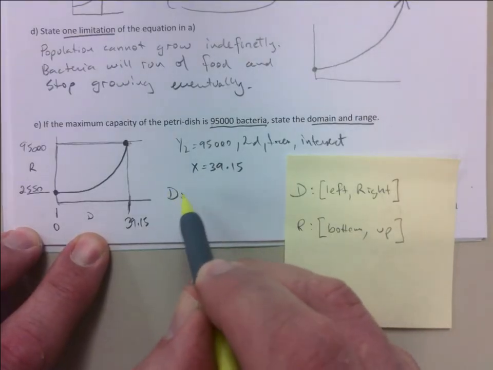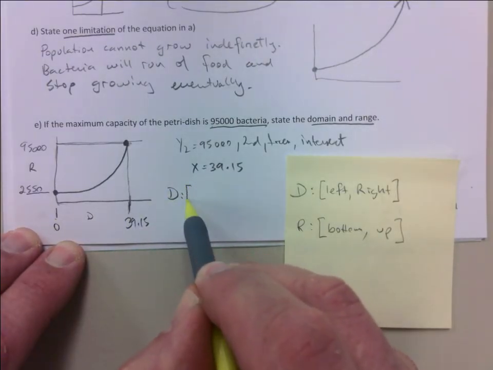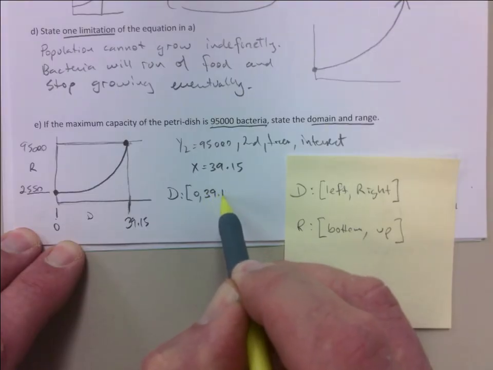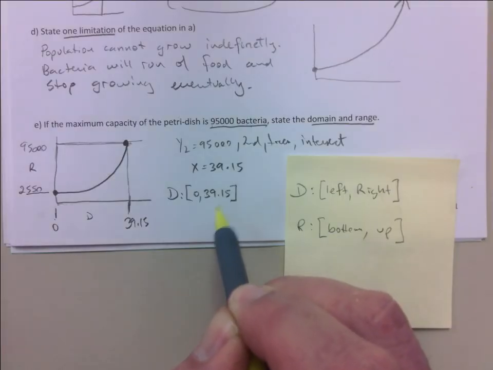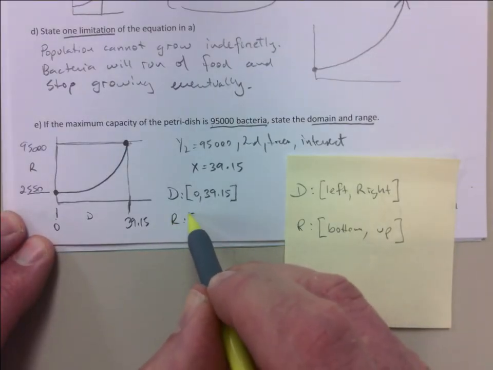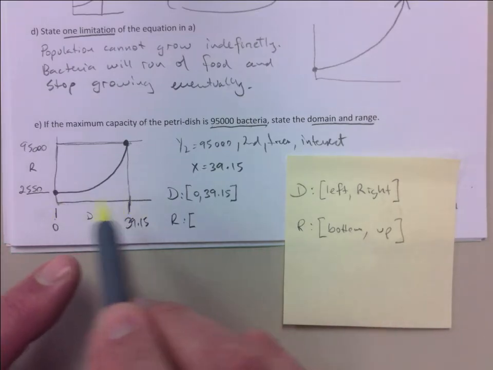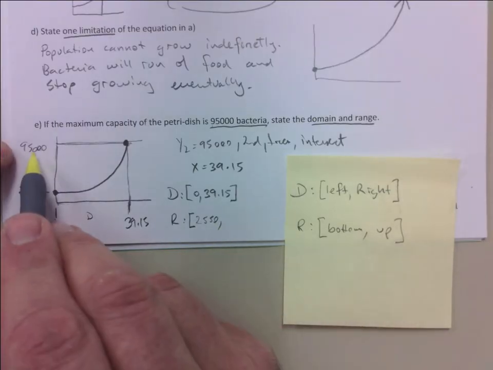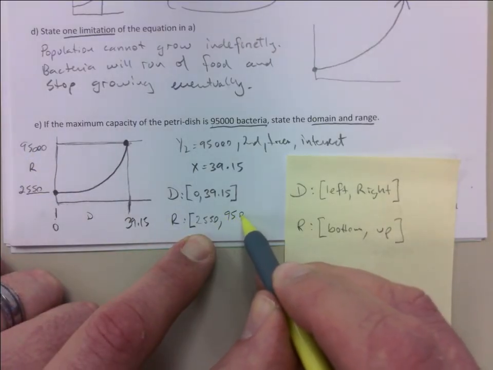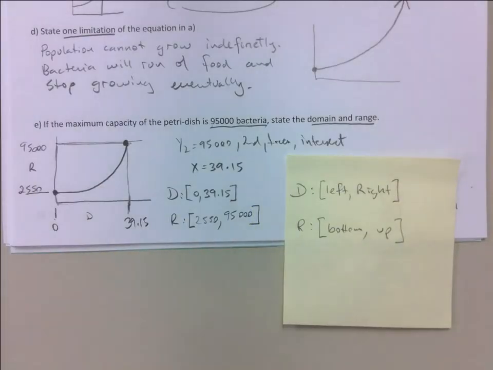So for my domain, I go from left to right, so it'll be 0 to 39.15. At 95,000, time stops. For range, I go bottom first, so 2550 all the way to 95,000. Boom, you've got it.